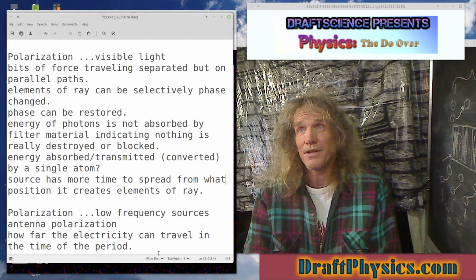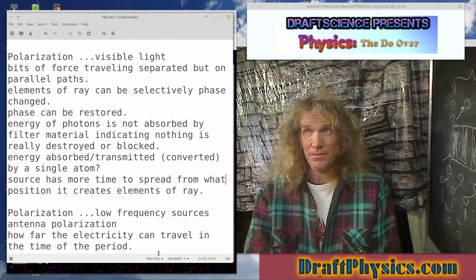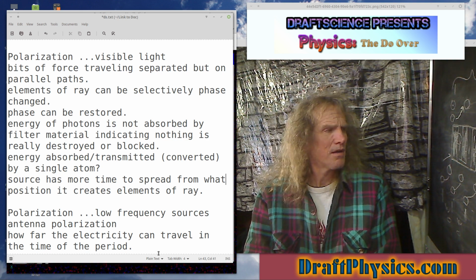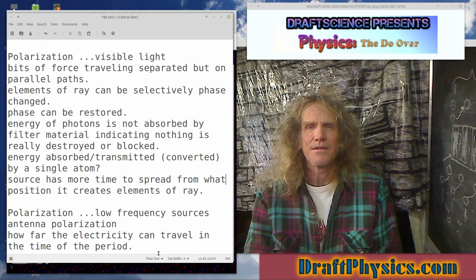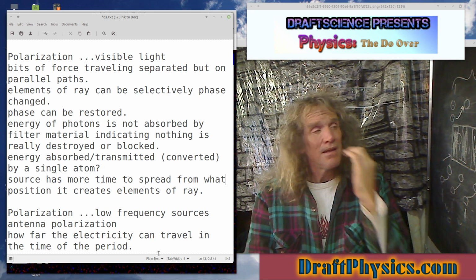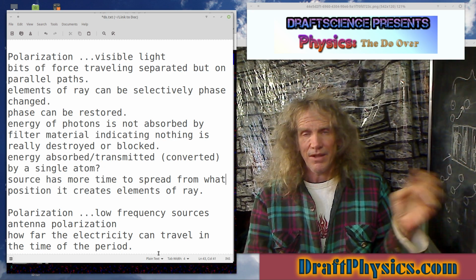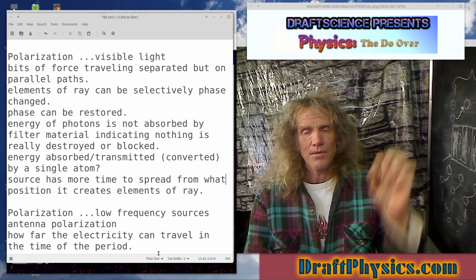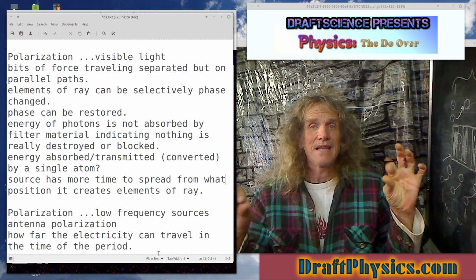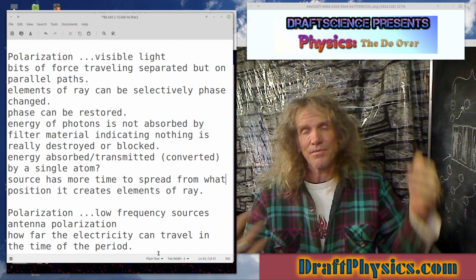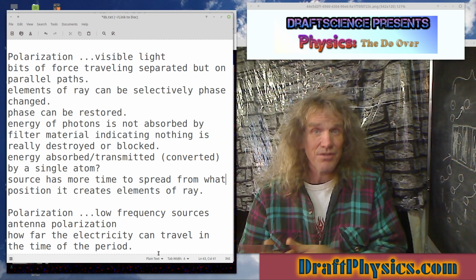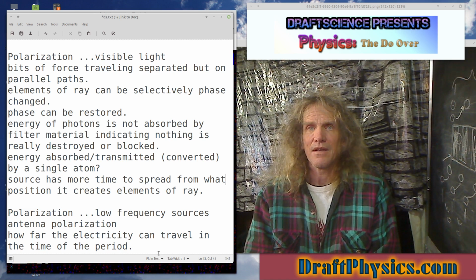Alright, so filter material, nothing's blocked. Energy absorbed, transmitted, converted by a single atom? And I put a question mark. So it's obviously not a single atom, because the separation, the polarization, is bigger than a single atom. That's why you need materials where the atoms are intimately connected, where they are fundamentally of a sameness, and that's why they conduct. They're conductors because they're connected, so anything that happens to one, the signal goes to the others really fast, and that's the nature of a conductor.